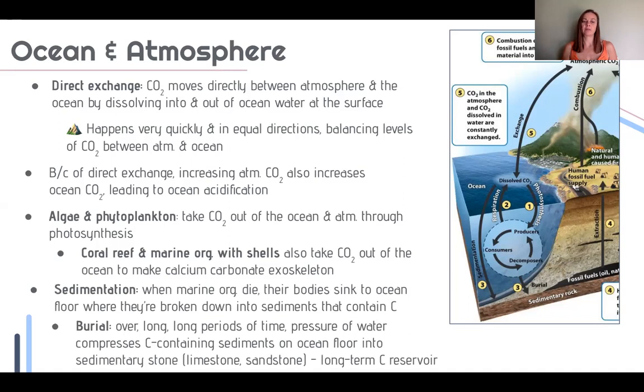Another piece of this puzzle when it comes to the ocean and the atmosphere is that at higher temperatures, the equilibrium here is going to shift and also make the ocean more acidic.